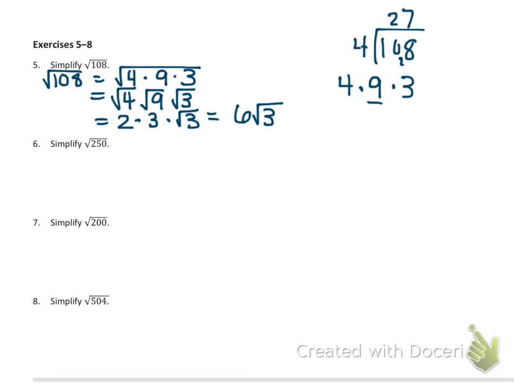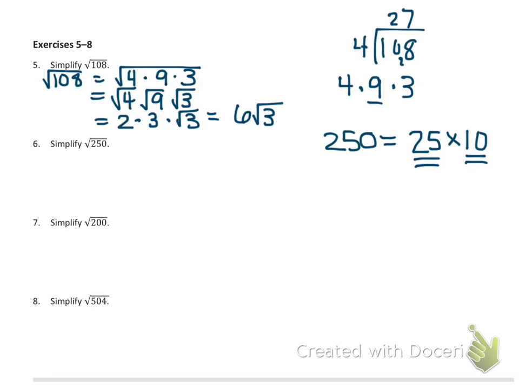All right, so let's look at 250, okay? Well, first thing I noticed about 250 is that it has 25 as a factor. So it's 25 times 10, right? Okay, so 25 is my perfect square factor, so that's going to simplify under the radical sign. And then 10, the factors of 10 are 5 and 2, and so that's not going to have any perfect square factors in it.